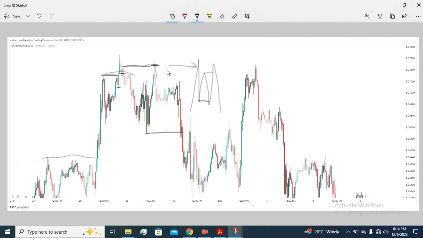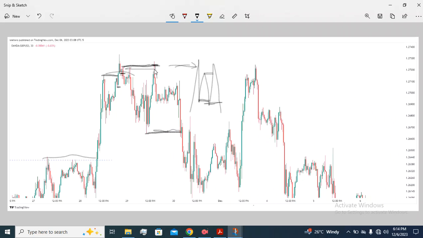This sweep of liquidity is right here. This first break of structure is right here. Then this high here, this inducement, is right here. Set your sell limit for a sniper entry right there and ride the market to this target, which is here. Ta-da!